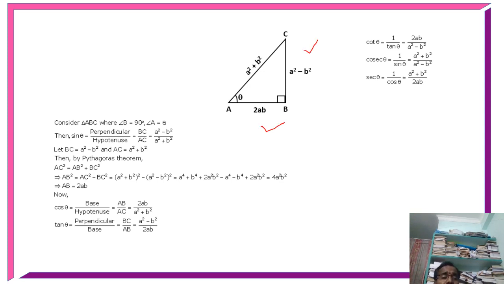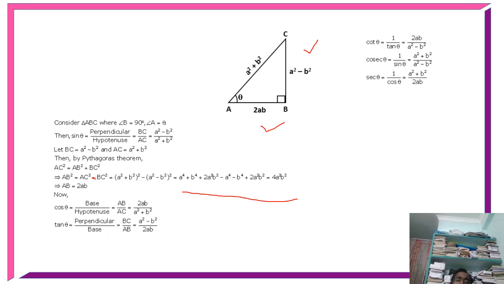By applying Pythagoras theorem, we can find AC square equal to AB square plus BC square. Here AC square is given and BC square is given, so we can find AB square by taking AC square minus BC square, that is (a square plus b square) whole square minus (a square minus b square) whole square. If we expand, according to the formula (a plus b) whole square is equal to a square plus b square plus 2ab. Here a is a square, b is b square.